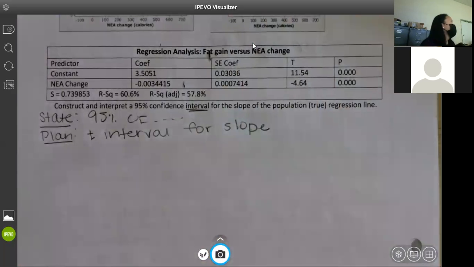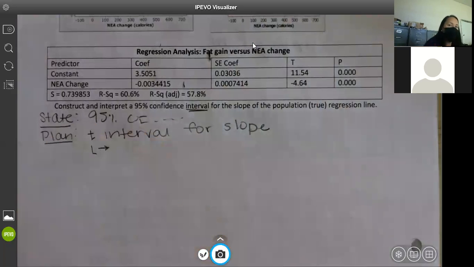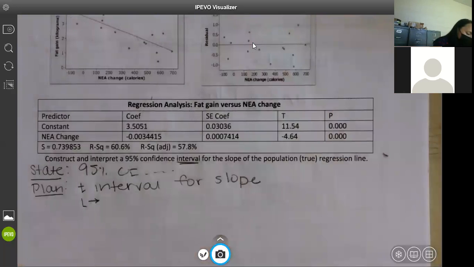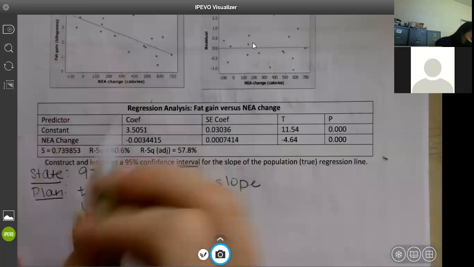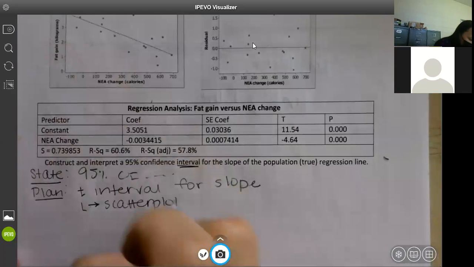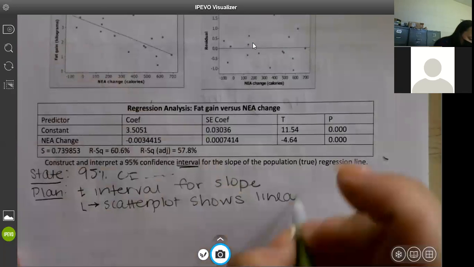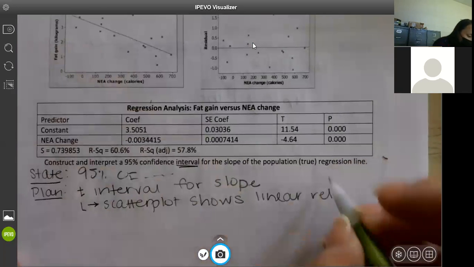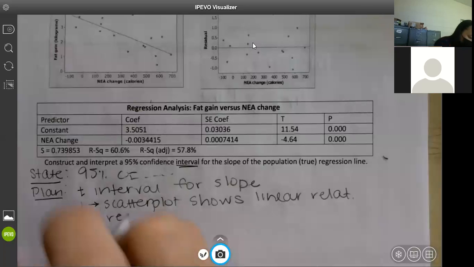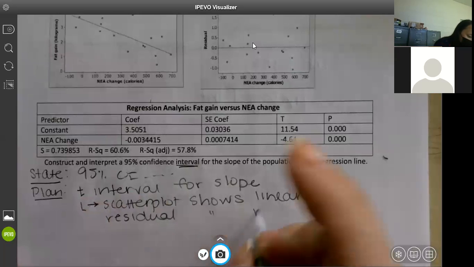And yes, now you do check the conditions. Okay. So L is for linear. 2 things, either one, it doesn't matter. So the scatter plot, that's this one. Shows a really linear relationship. Or you can do the residual plot, which shows no pattern.